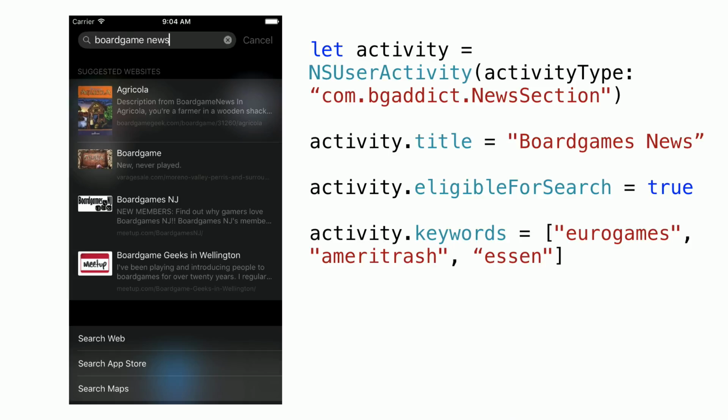And the keywords are an interesting opportunity because they give you an opportunity to provide synonyms and closely associated terms with your app. So when we talk about this particular app with Board Game News, we don't mean like Yahtzee or Candyland. We mean like Settlers of Catan or Risk or maybe those bigger, longer games. So we added the keywords Eurogames and Ameritrash. We also added the word Essen.